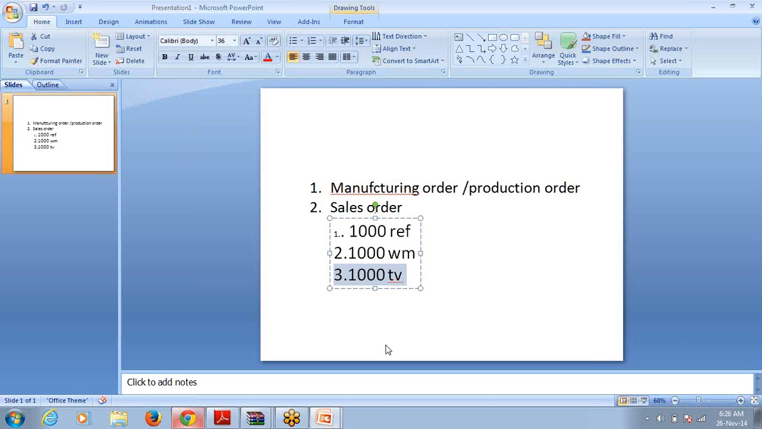That's why first we have to find out the cost of the sales order. Then that sales order cost is compared with the revenue of the sales order. Then you can find whether you have got the profit or loss. Clear?